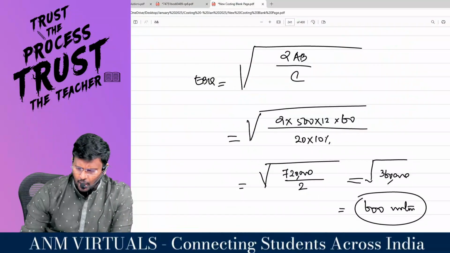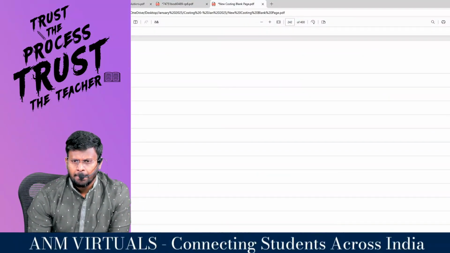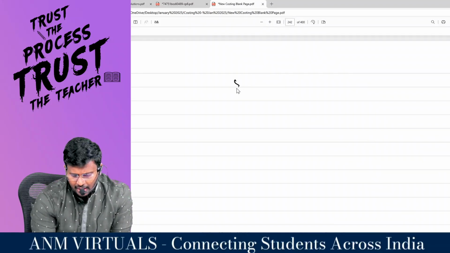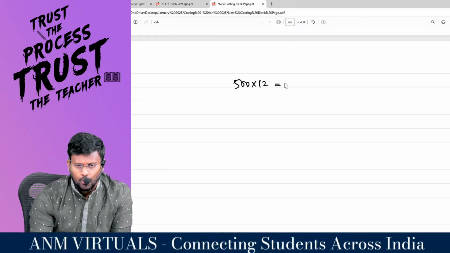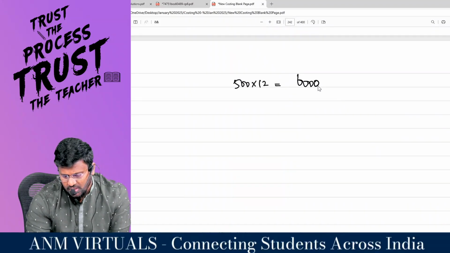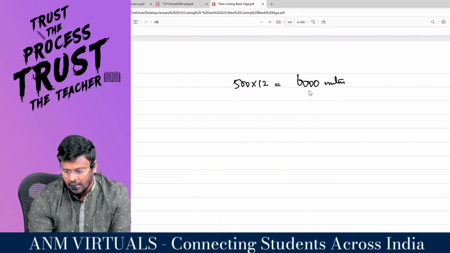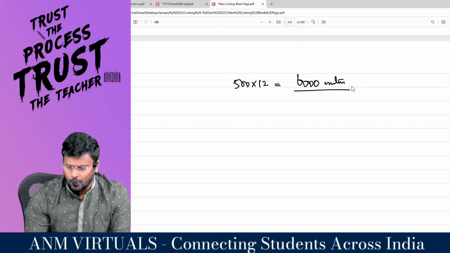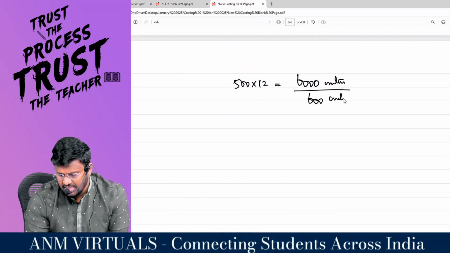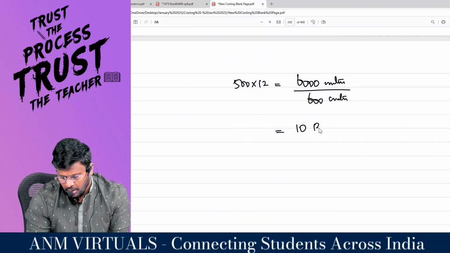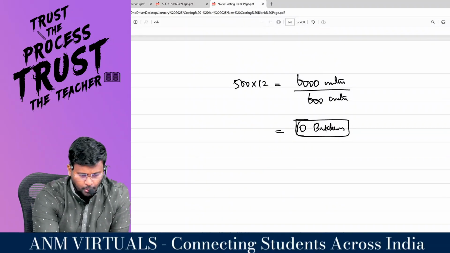You tell me how many units you need in a year. 500 into 12 is what you need. So 6,000 units you need, right? Every batch you are going to manufacture 600 units, so it comes to 10 batches. That means you are going to produce 10 batches.